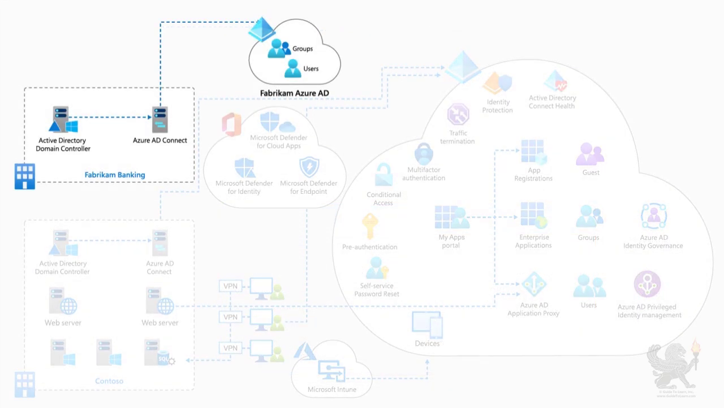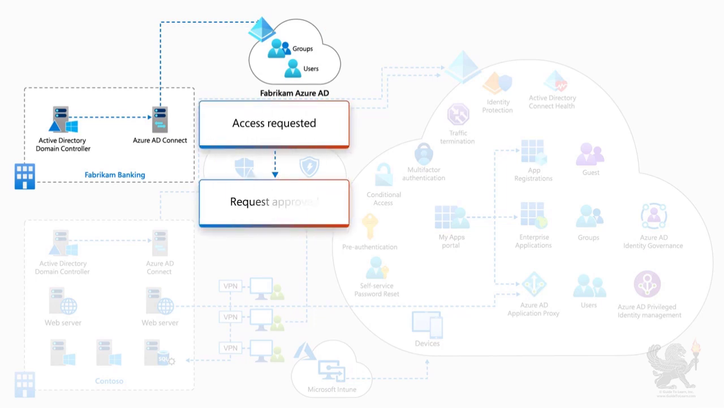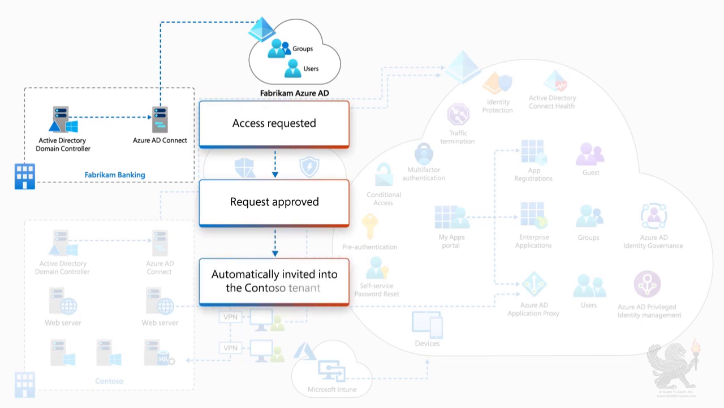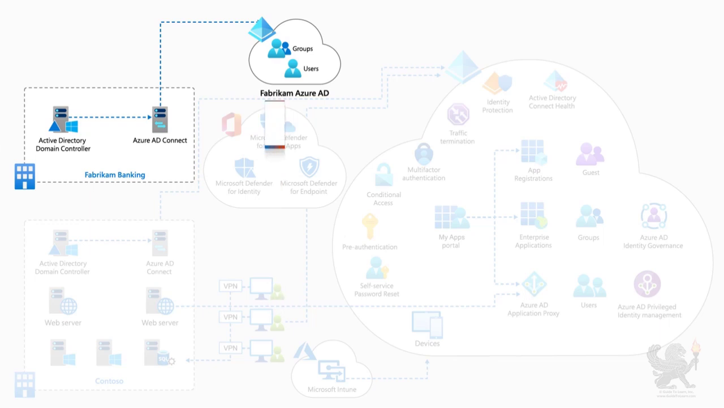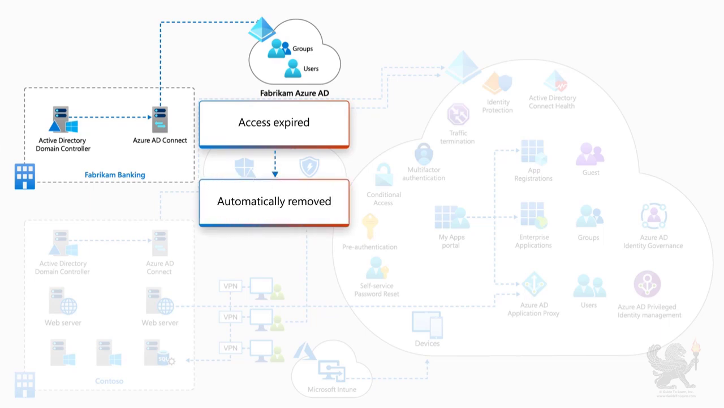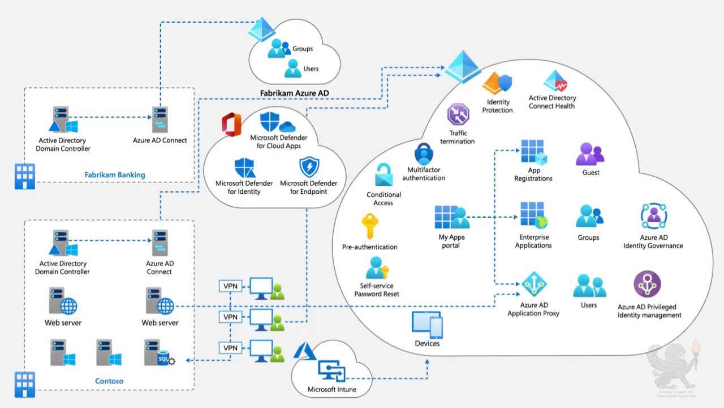When Fabricam banking users without guest accounts in the SecL tenant request access and that request is approved, they will be automatically invited into the SecL tenant and assigned access. When their access expires, if they have no other access package assignments, their guest accounts in the Contoso tenant can be automatically removed. These solutions together will help design security operations, identity, and compliance capabilities for the organization.